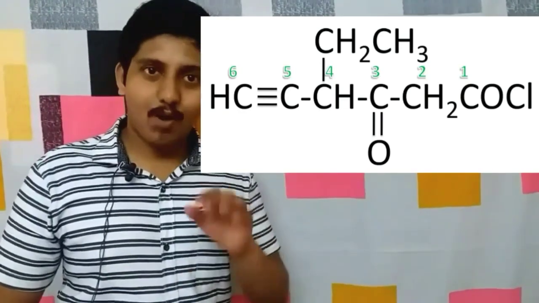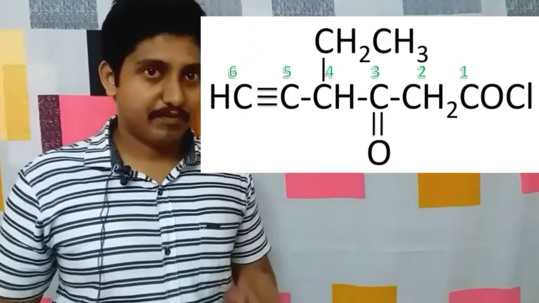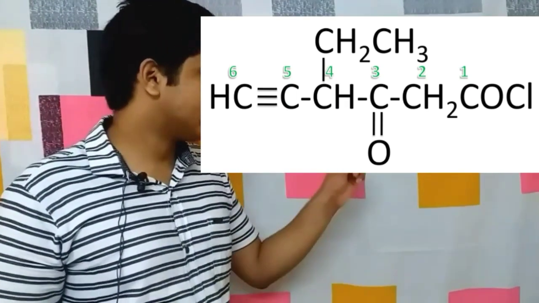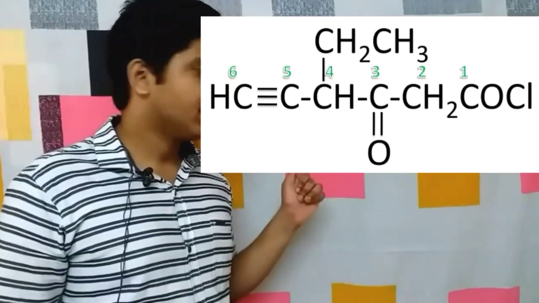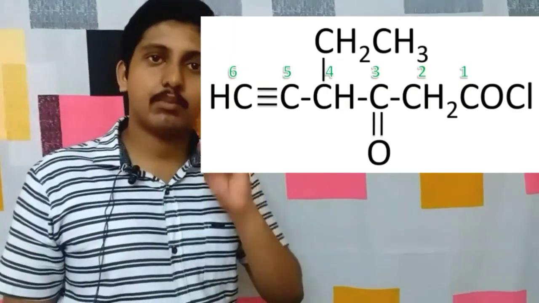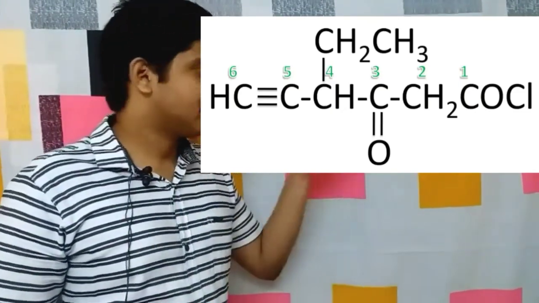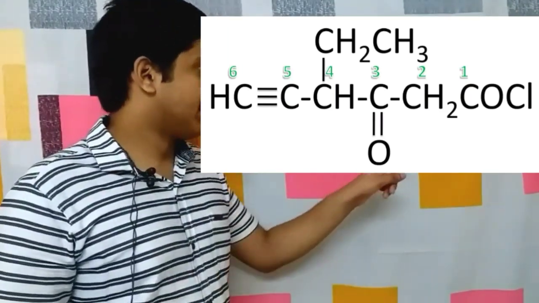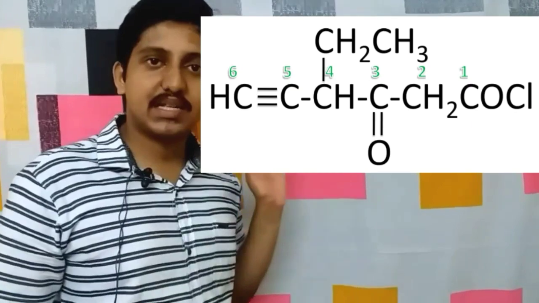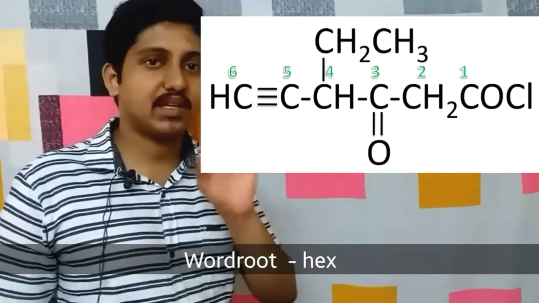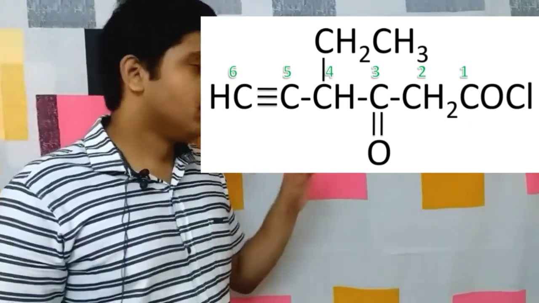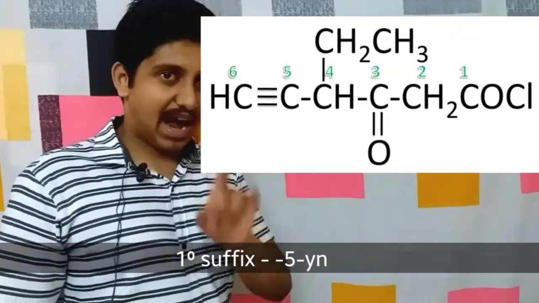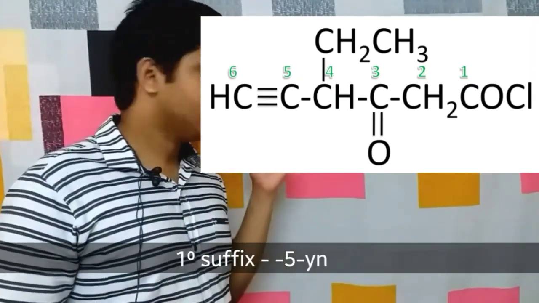Here we are choosing the longest chain which contains the functional group. Here there are two functional groups. One is COCl and the other one is a keto group. And hence we are giving more preference to this COCl group, that is acyl halide, and hence it will get the first number. And we have the word root as hex because the longest chain has 6 carbon atoms. And so the primary suffix is yne. And where is it? At the 5th position.